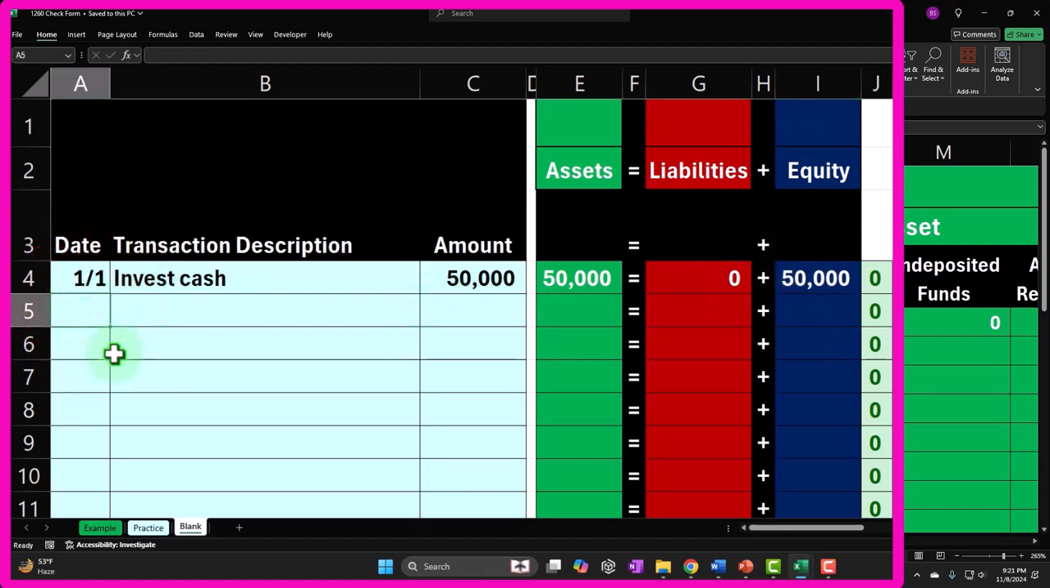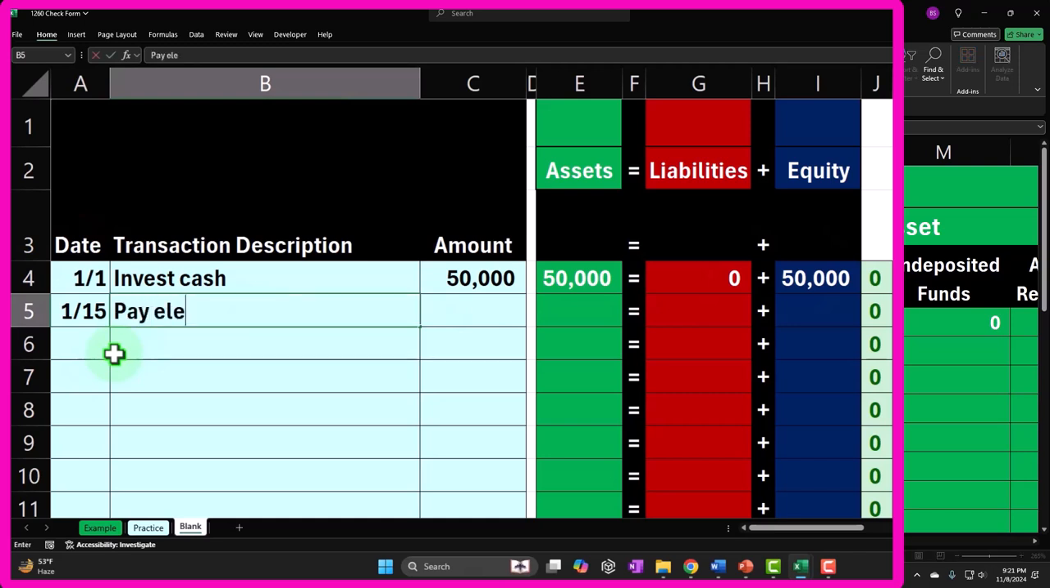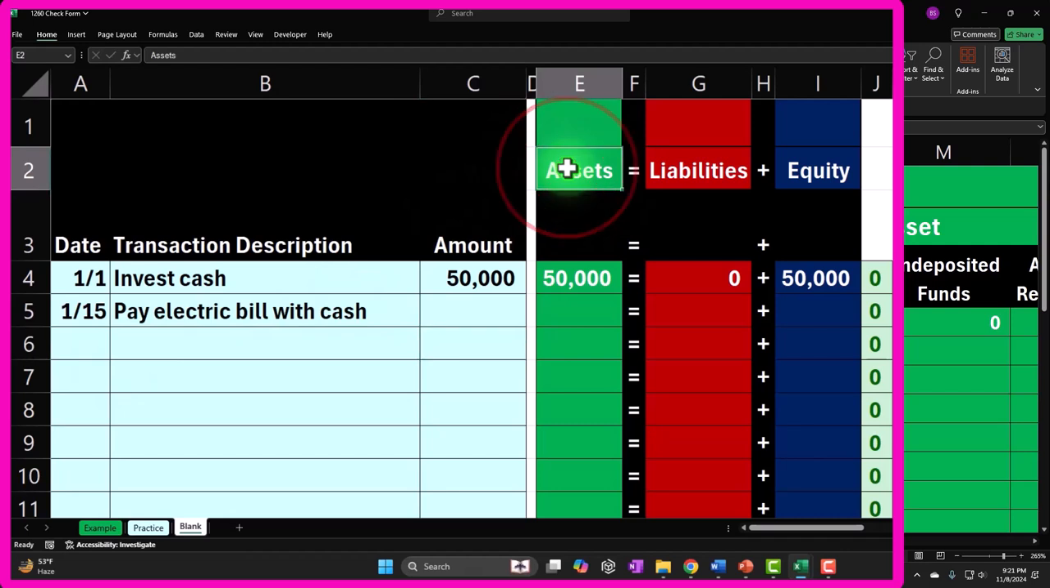All right, then we're going to say that on 1/15, we're going to pay the electric bill with cash. So the question that we ask typically when thinking about the transaction is, is cash affected? In this case, it is. Which way is it going? It's going down. So the first thing I would note is that I can do that right off the bat. Let's say it's $500. So I'm going to put negative 500 in cash.